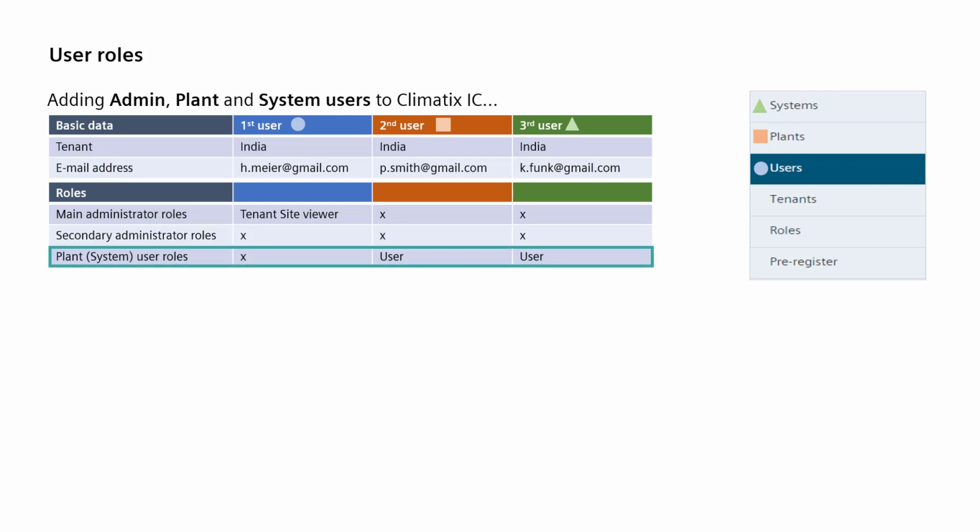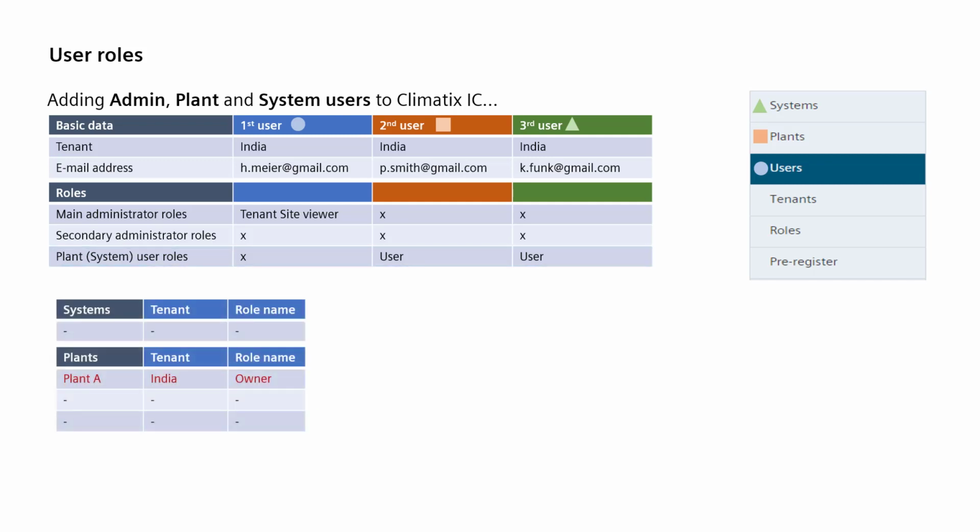What have we learned from the demonstration? The plant and system users are indicated with user role, user. Each user could have multiple roles. It is recommended not to mix the roles. That means an administrator should not have the role of a plant user and vice versa.